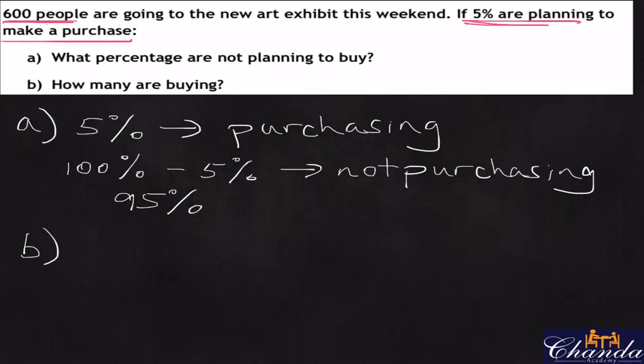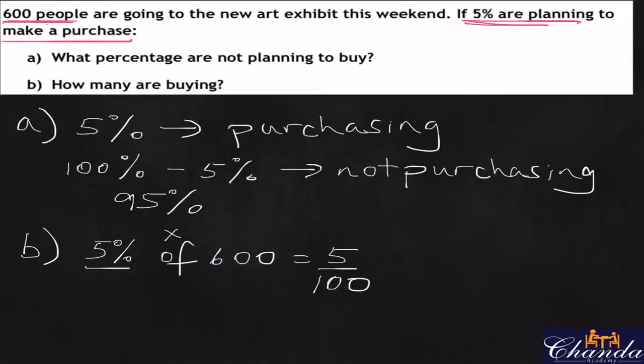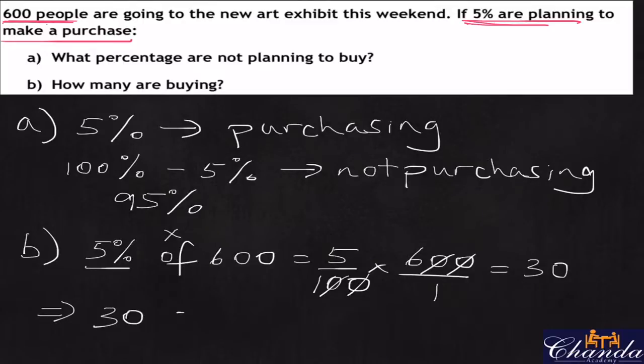Now part B says how many are buying, so how many people are buying. So if 5% of the 600 are planning to buy, this is the exact calculation that we need to do. Now 5%, as we know, is simply 5 over 100. "Of", as we know, is simply multiplication, and that is 600 over 1. Now the zeros get cancelled out here, and we're left with 5 times 6, which is 30. Therefore, how many are buying? 30 are buying.